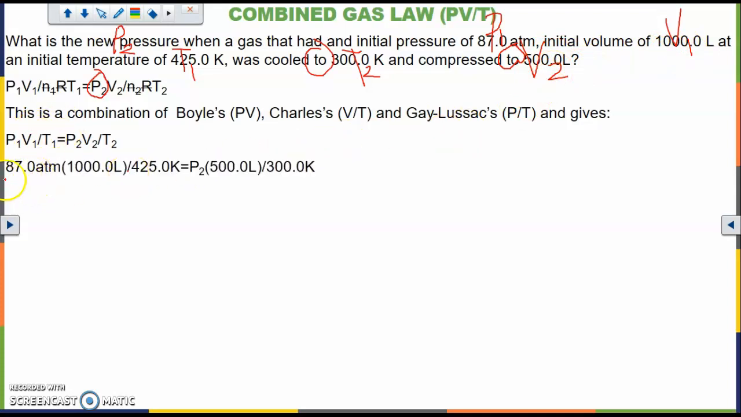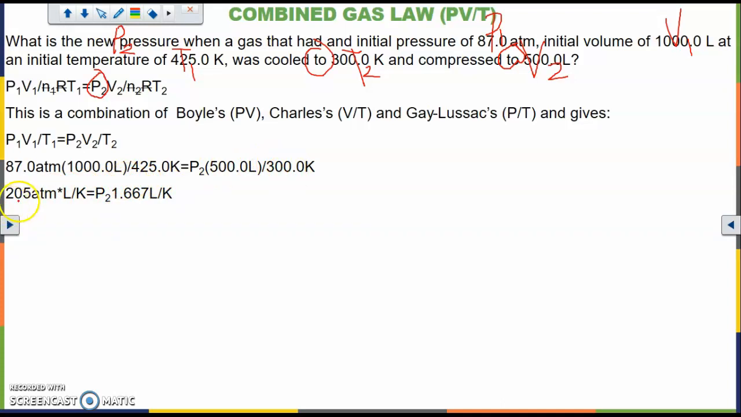Okay, so we have 87 times 1000 divided by 425, this whole thing, equals P2 times 500 divided by 300 Kelvin. So the way you would do this, ladies and gentlemen, is you would go 87 times 1000 divided by 425. You're going to come up with an answer, which in this case is 205. And then you would just do 500 divided by 300, which is 1.667.